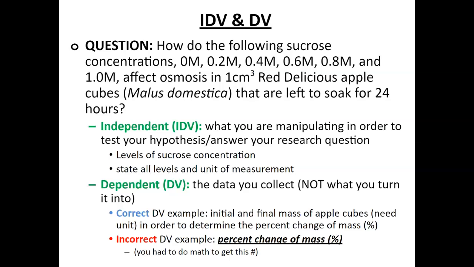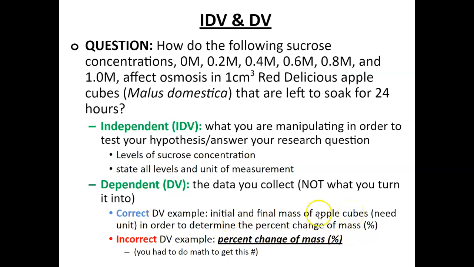Our independent variable is going to be our levels of sucrose concentration. But when you state the independent variable, you need to state all the levels as well and the unit. That's really important. The dependent variable, again, you're going to state whatever you're directly collecting with a unit. So in this case, initial and final mass of the apple cubes, and that would be in grams. Okay, so again, with a unit. And you can say, in order to determine the percent change in mass if you want.